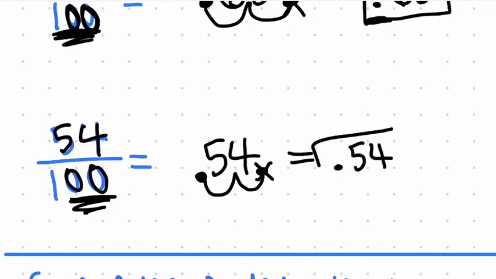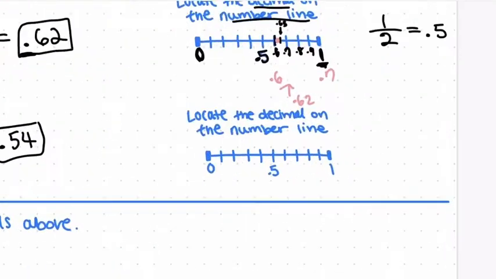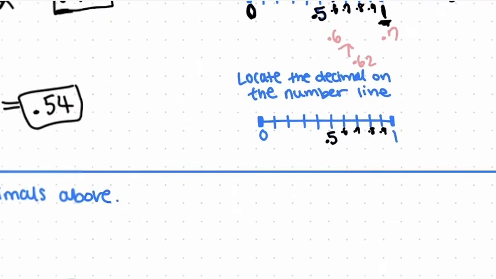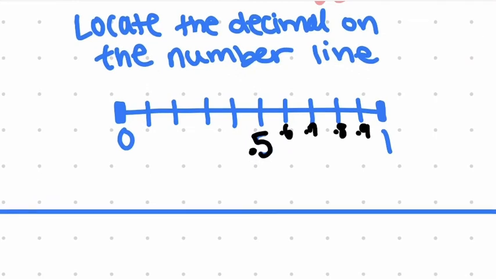All right, let's locate it on the number line. So we said 0.54. So here's 0.5. And if this is 0.6, then 0.54 is going to be around here. Not exactly in the middle, but a little below that, because exactly in the middle between 0.5 and 0.6 is going to be 0.55. Okay?